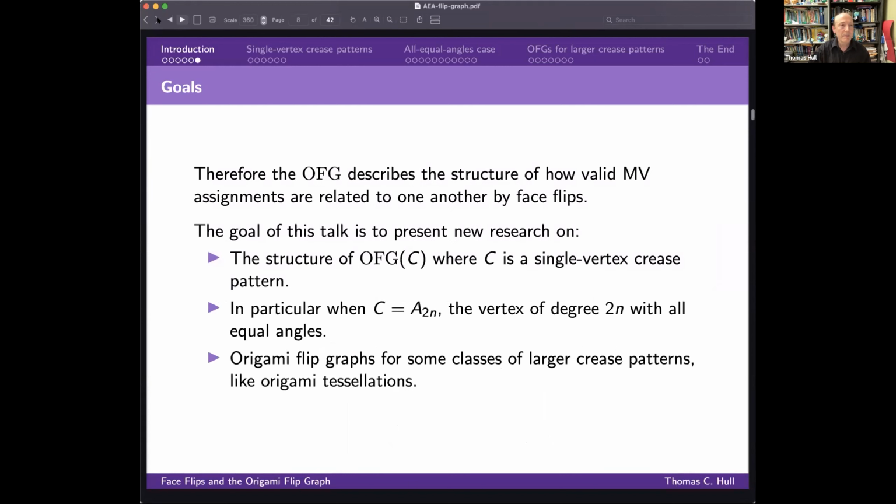So the goals of this talk with that introduction is to do the following things. I want to present new research that has been done on origami flip graphs and face flips in particular. I want to first start with looking at the structure of the origami flip graph of C, where C is a single vertex crease pattern. So like the example we just saw, but what happens if we get to more of them?